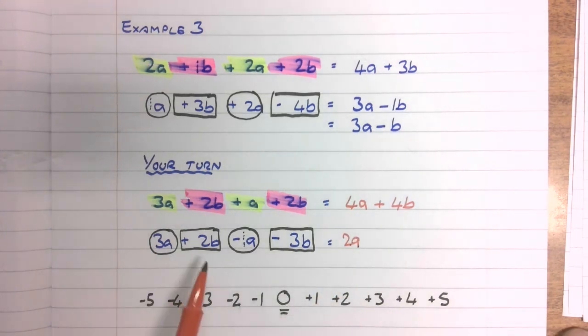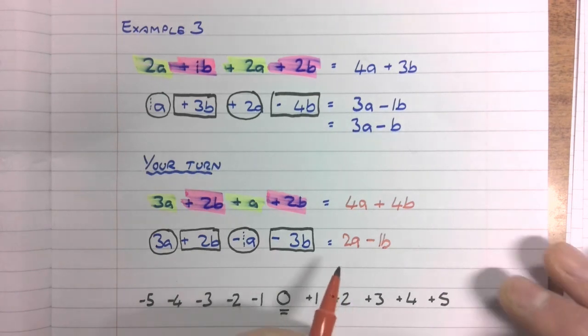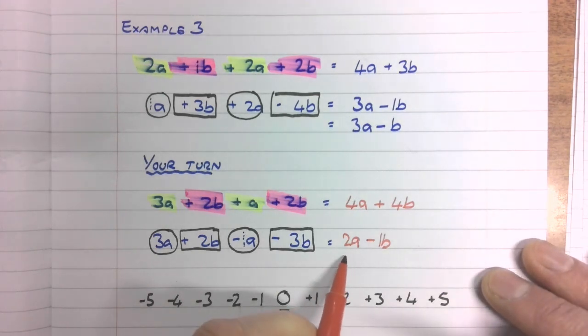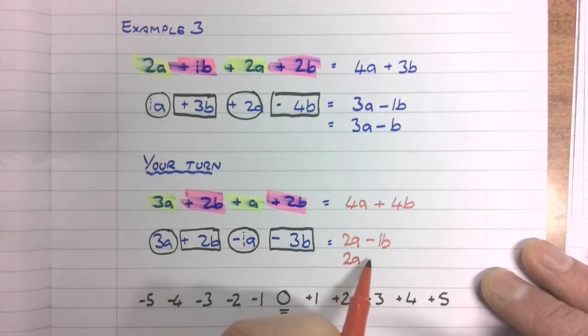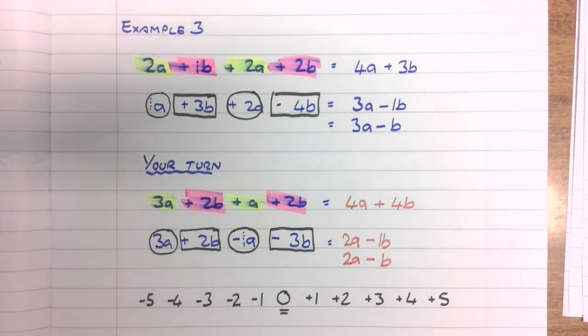And with the B's, I've got positive 2 B's take away 3 B's, so 1, 2, 3. That's going to be minus 1B. Now remember, we don't tend to like to write the ones, so you get extra bonus marks for writing 2A, rather than the 1 becomes invisible, it goes like that. Alright, so have a go at the worksheet, good luck.